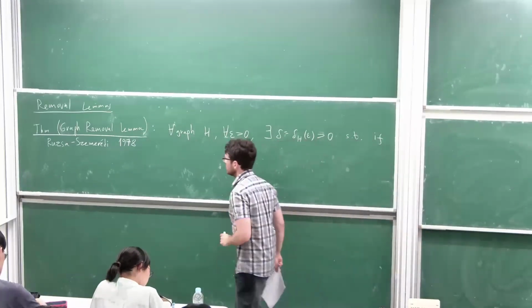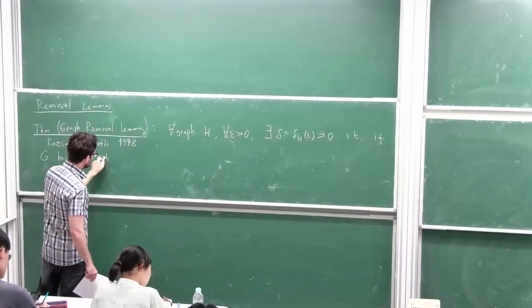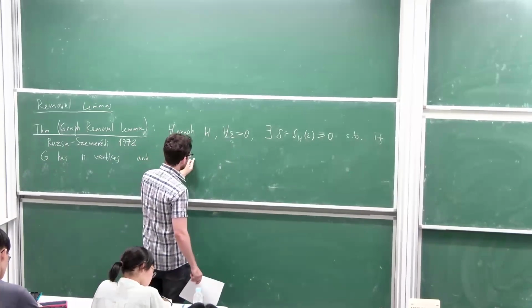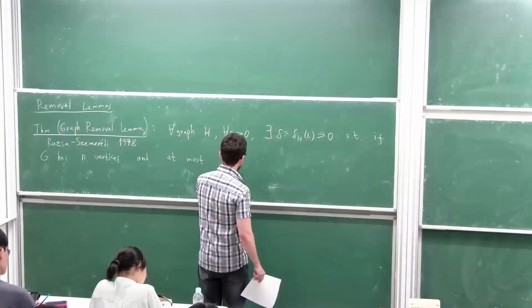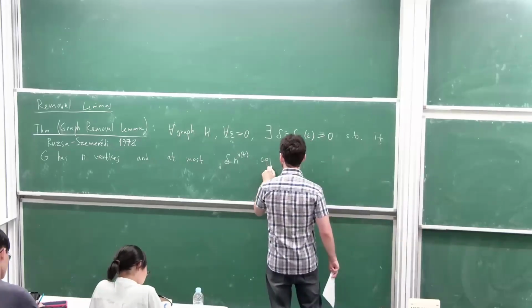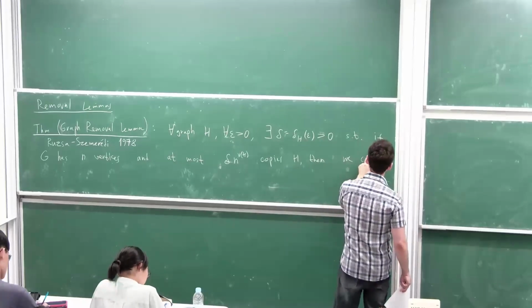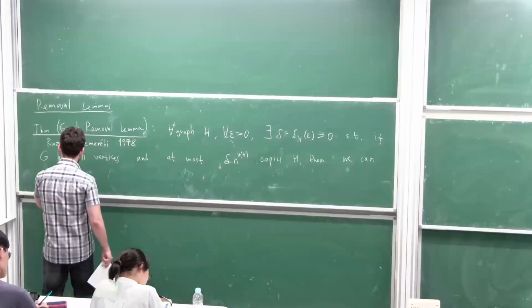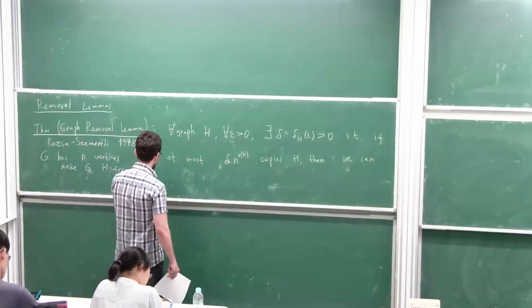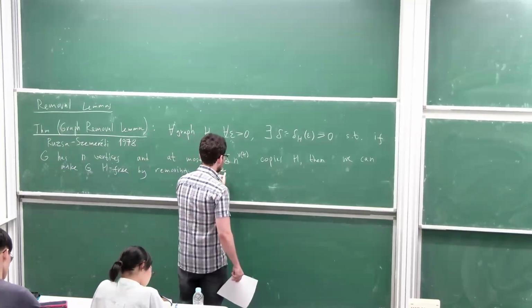if G has n vertices and at most delta times n to the v(H) copies of H, then we can make G H-free by removing at most epsilon n squared edges.